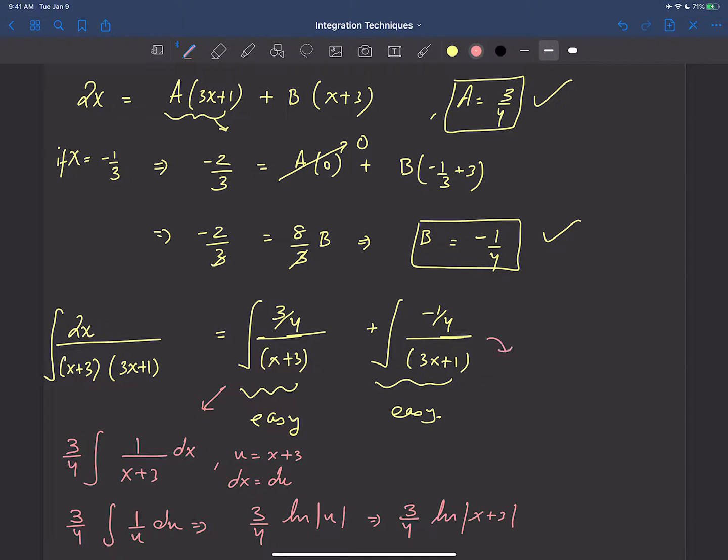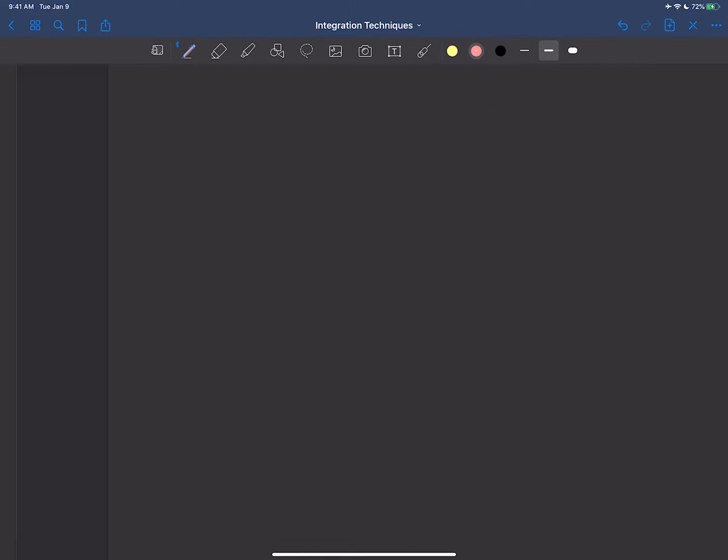Similar case here. You'll take -1/4, and this expression will just be ln of 3x plus 1 divided by 3. And many of you are wondering, how did I just get that 3 at the bottom? This is using the chain rule of integration. Some people would have learned it, some people wouldn't have, so I just want to take a second and give you a thought here.